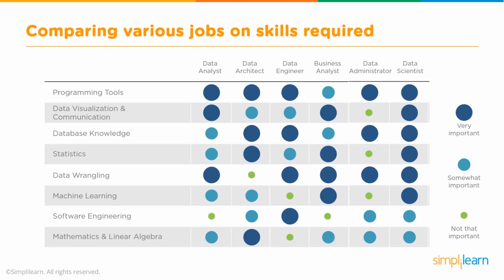A business analyst needs to be good at data visualization and communication, statistics, data wrangling, and machine learning. A data administrator needs to be good with programming tools, database knowledge, and data wrangling. Now, however, a data scientist needs to be good at programming tools, data visualization, database knowledge, statistics, data wrangling, and machine learning. They also need to know a good amount of software engineering, mathematics, and linear algebra, which means you basically need to know everything about the data.